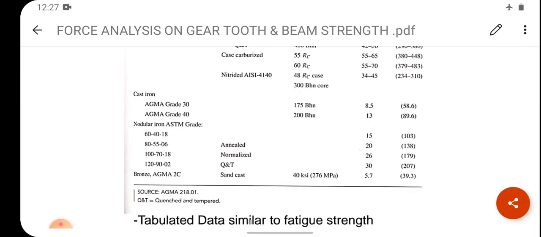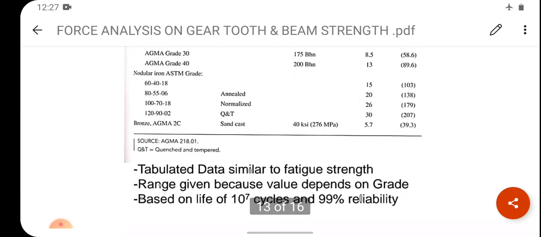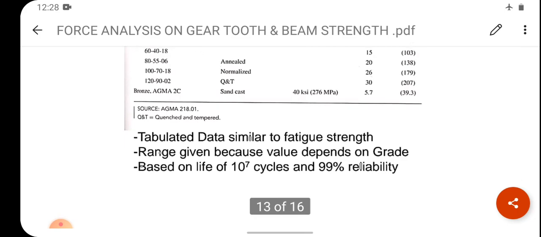What is ASTM? ASTM is known as American Society for Testing and Materials. So nodular iron as per ASTM grade is given as, so you can refer to this table to calculate ST. Clear? And Q and T is nothing but quenched and tempered. So tabulated data, similar to fatigue strength, is a range because the value depends on the grade; the range depends on the type of grade, and is based on a life of 10⁷ cycles and 99% reliability.